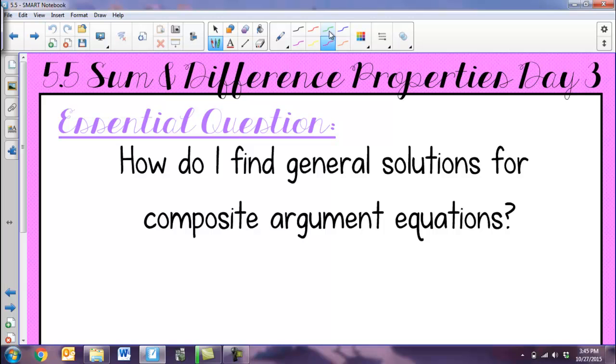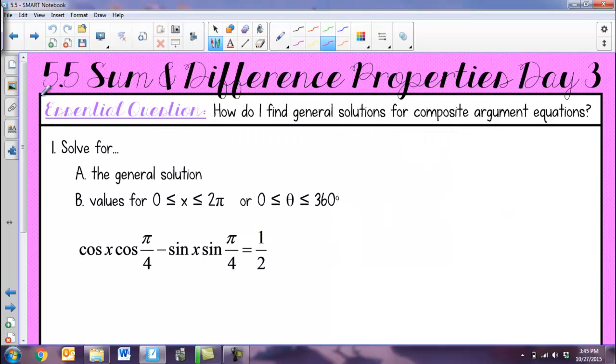So we've talked about solving equations using the inverse properties. We did that in Unit 3. Then in Unit 4, we did evaluating sinusoids that way, and now we're going to be doing it with the sum and difference properties. The only difference is really going to be here on the first step. So let's talk about what we're doing.